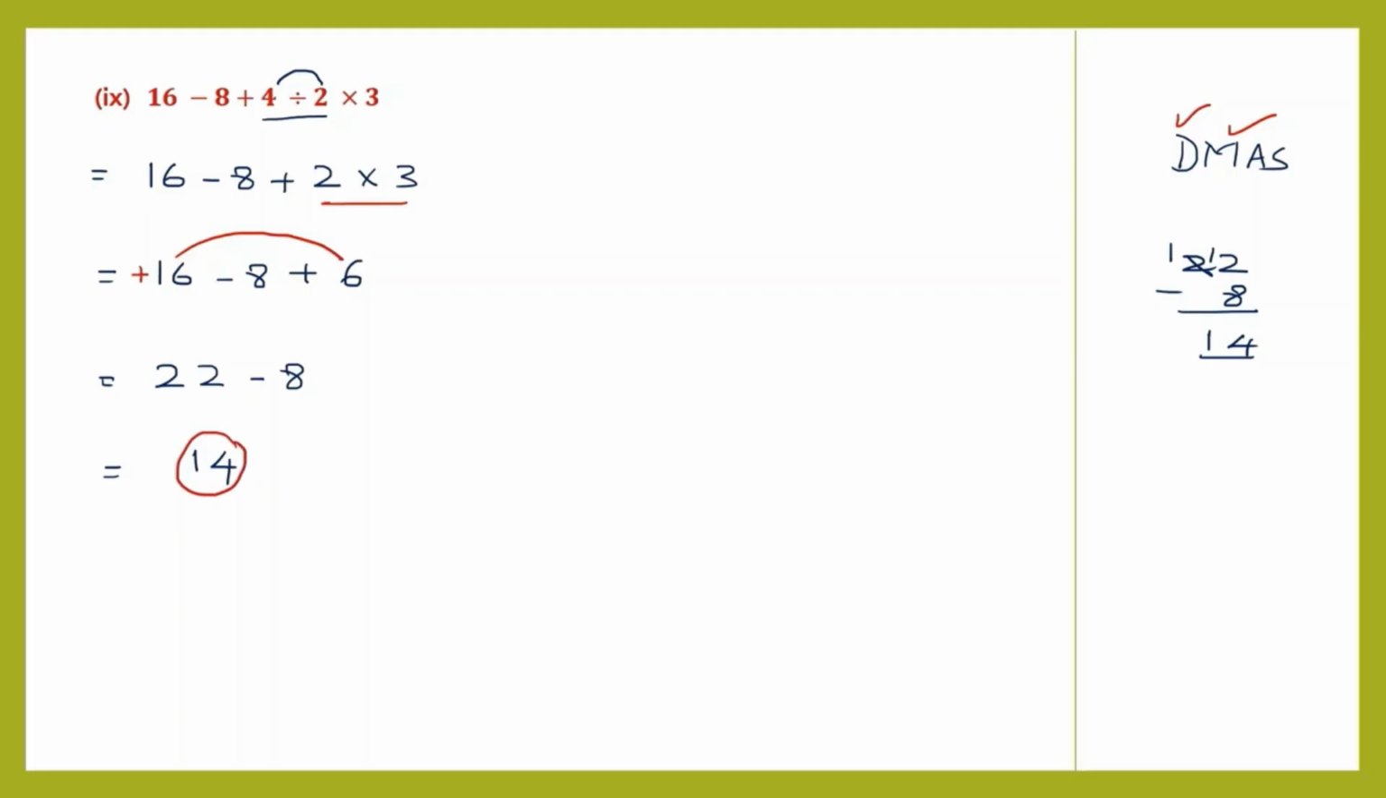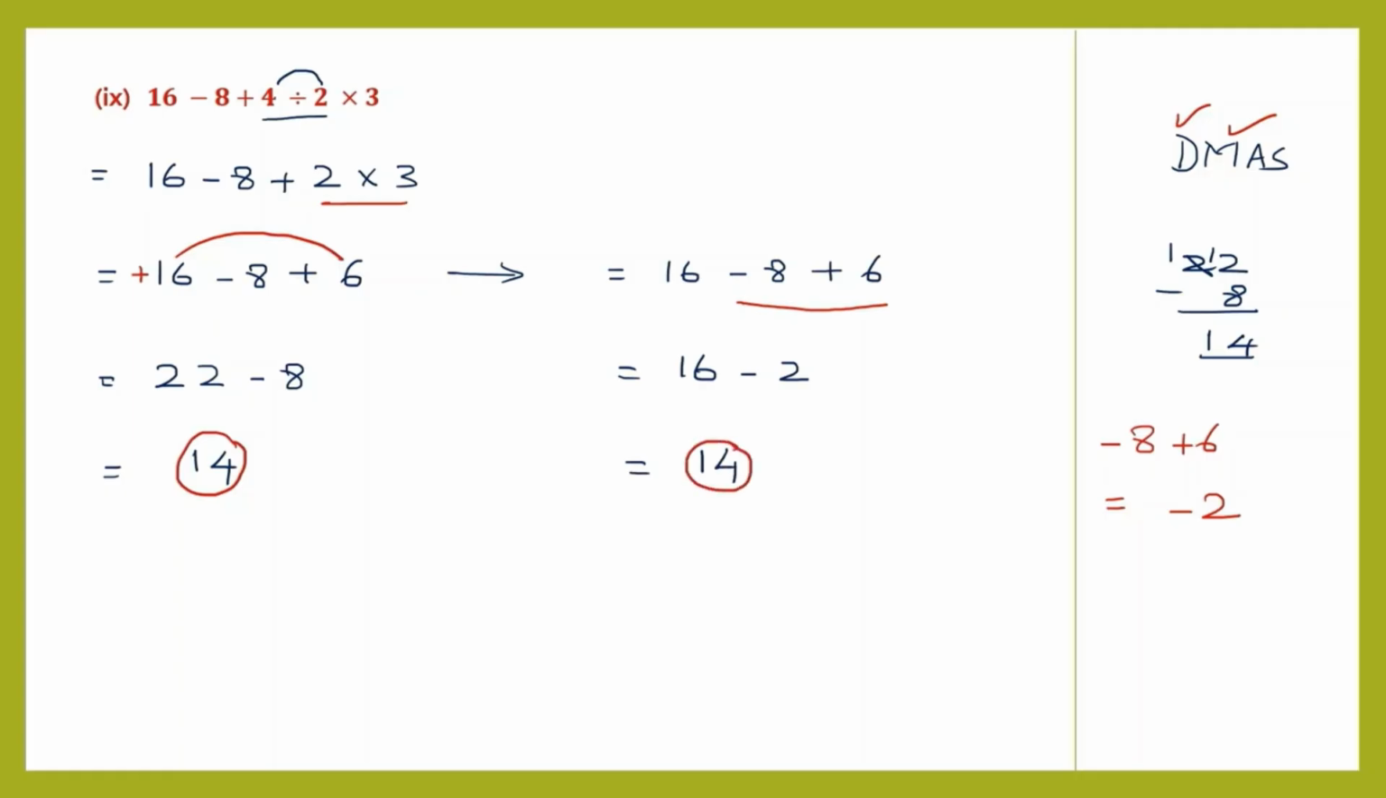Now let me do the other way also. So here we have 16, this step. I'm doing the same step here. 16 minus 8 plus 6. Now we can do addition this way. Minus 8 plus 6. So how much is minus 8 plus 6? Signs are different. Put the sign of the bigger number and subtract. 8 minus 6 is 2. So here what do we get? We get 16 minus 2. 16 minus 2 is 14. So both ways you will get the same answer.